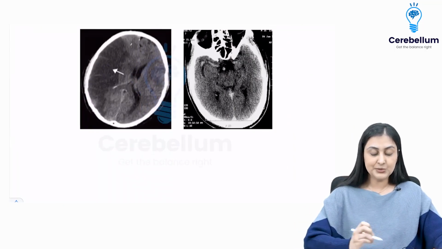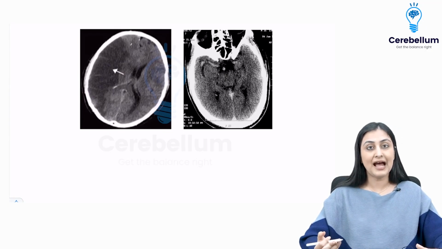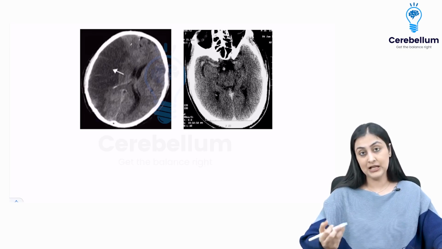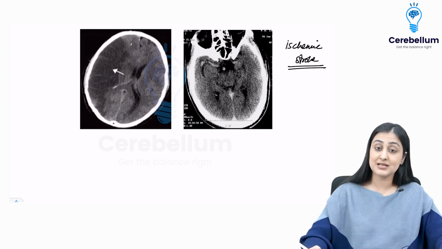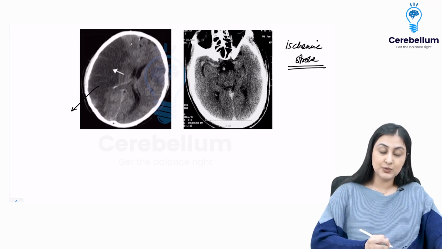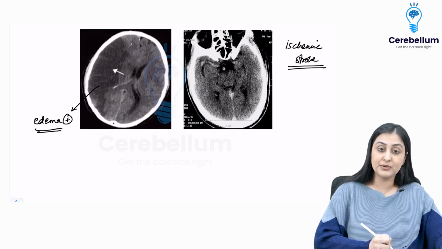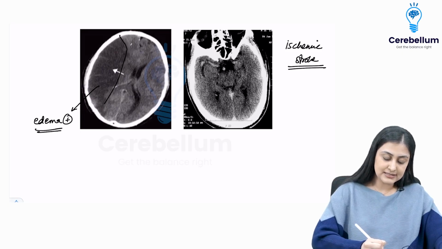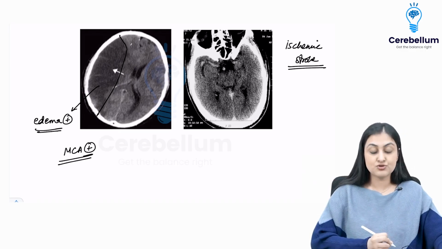Now, I did tell you that NCCT is very useful for picking up hemorrhagic stroke, but can it have any signs of ischemic stroke as well? Answer is yes. In cases of ischemic stroke, these signs are not very sensitive, but the signs that can be picked up, one, you can have this edema. So you can see how there is this hypodensity which represents the cytotoxic edema of the brain tissue. In this case, you can see the vascular territory of MCA being involved. So this is an MCA territory ischemic stroke, right?